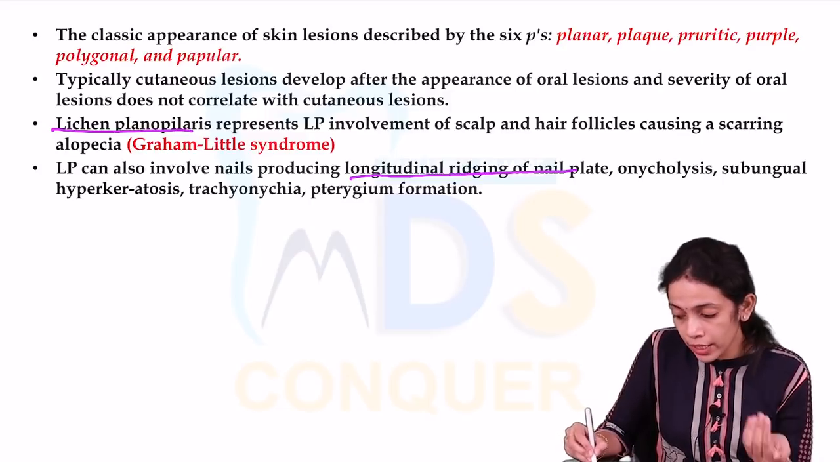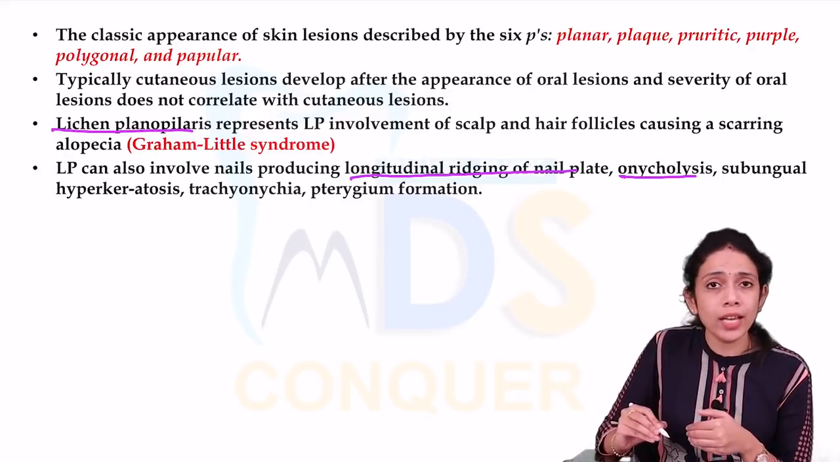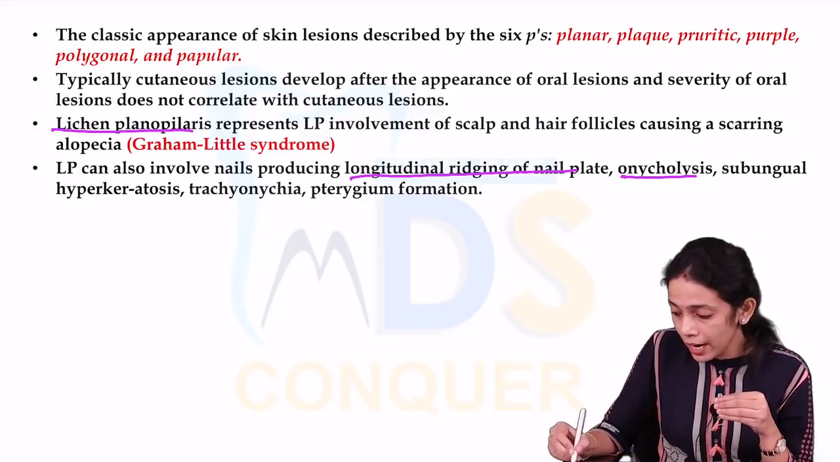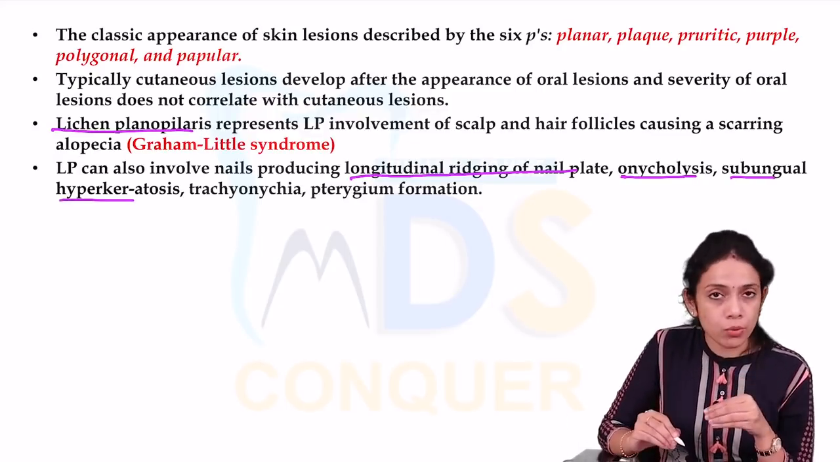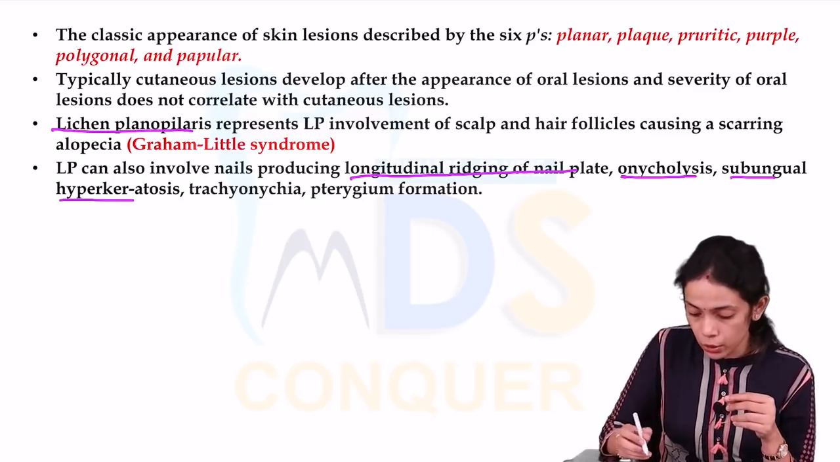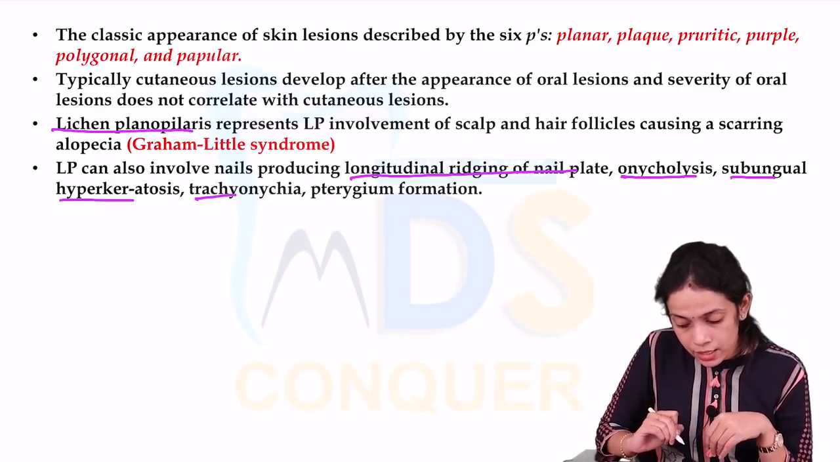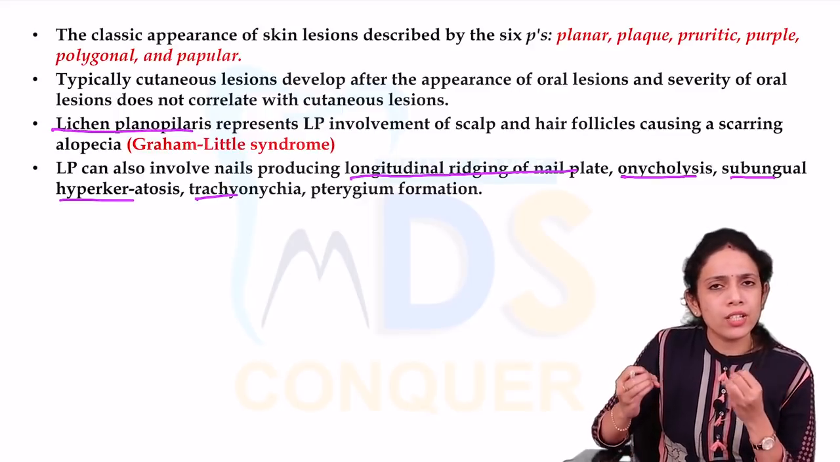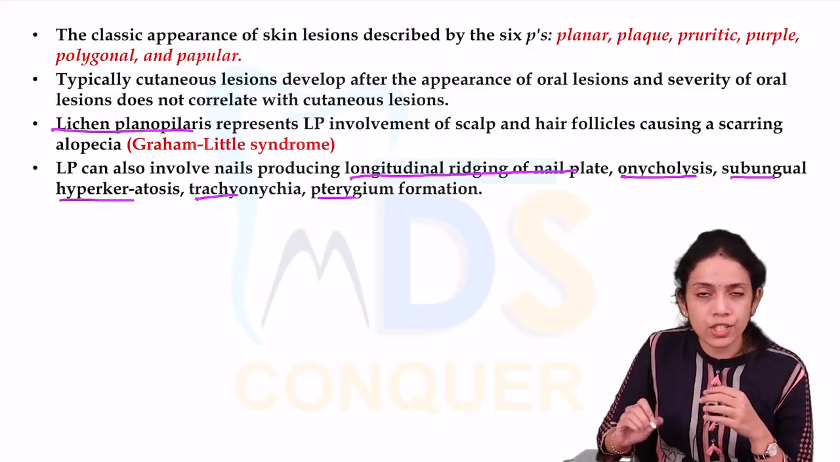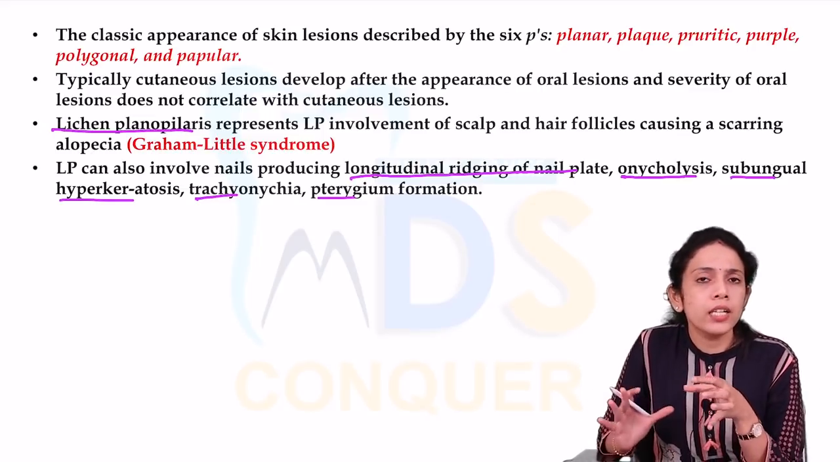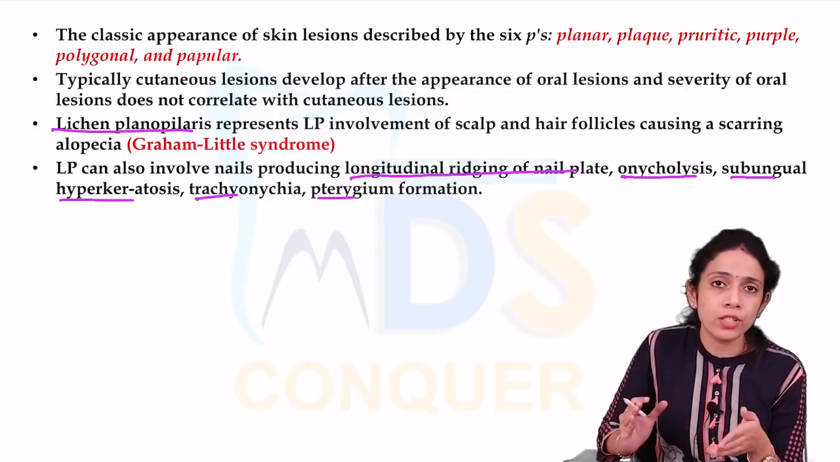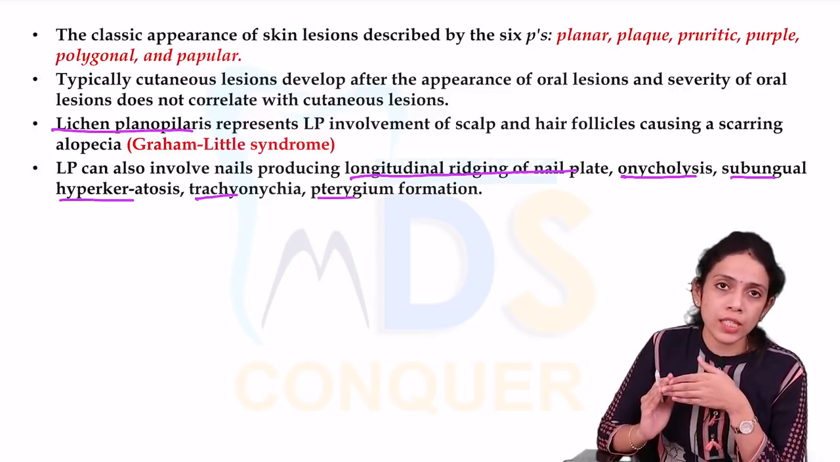And there can also be onycholysis, which is nothing but painless detachment of the nail from its nail bed, and subungual hyperkeratosis. There can be hyperkeratosis that can be seen. And next, trachyonychia, which is nothing but linear striations that can be seen, and pterygium formation. So all these nail deformities can also be presented with lichen planus. These are the important features when lichen planus involves the nails.